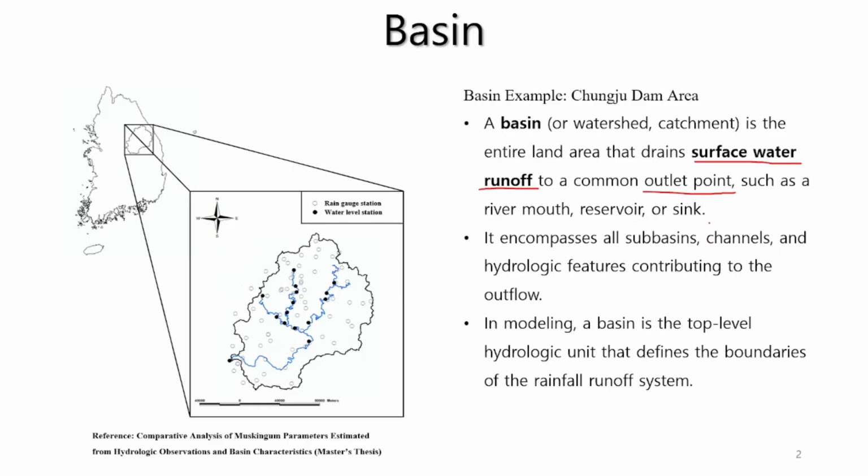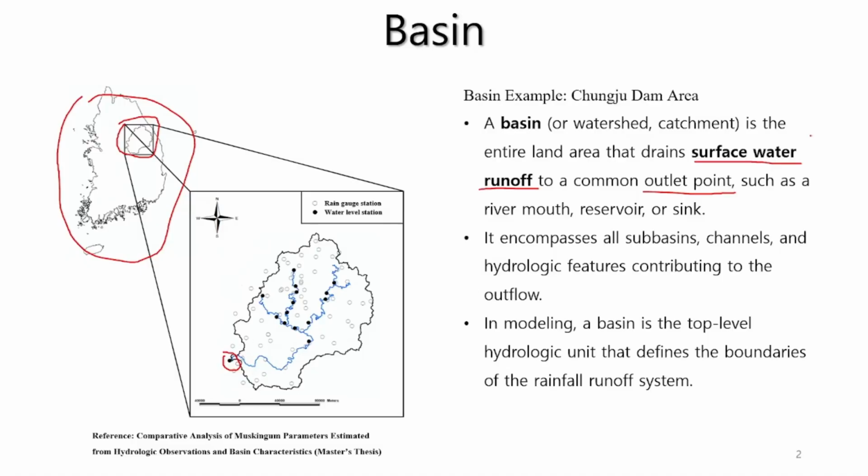When we say it's the entire land area, as you can see in the image here, this is the map of Korea. And from the map of Korea, we have this specific area that is the Cheongju Dam area. It is called the Cheongju Dam area because at the outlet point, at the end of this basin, is a dam called Cheongju Dam. This is from South Korea.